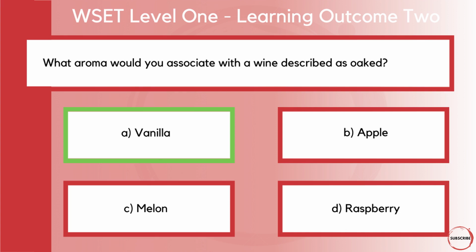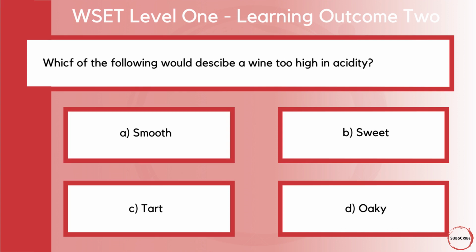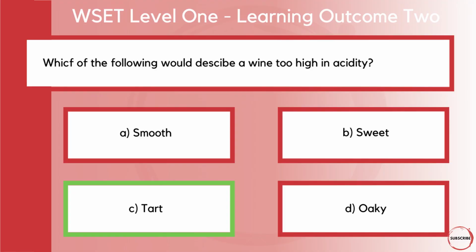And then finally, which of the following would describe a wine as too high in acidity? Would it be smooth, sweet, tart or oaky? And again, this comes back to you starting to take wine tasting notes, building up your repertoire of terminology. And when we come to too much acidity in wine, we're talking about something that is tart. And so with some basic tasting vocabulary under your belt, let's move on to the next assessment criteria.